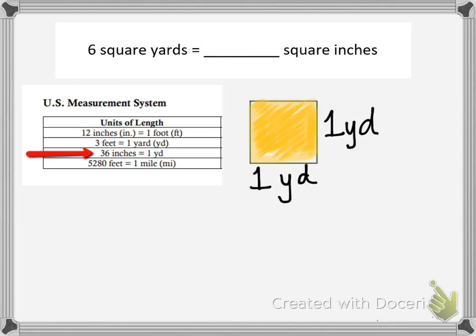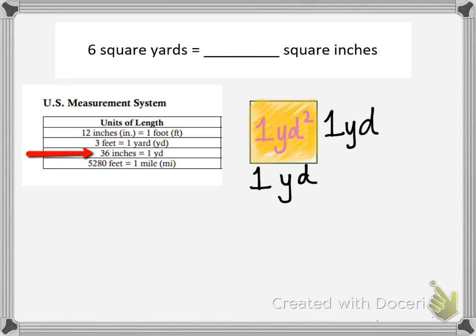If I were to find the area of that square, meaning the two-dimensional space of the inside of the figure, I would multiply 1 by 1 and I would get 1 square yard. So that yellow square represents 1 square yard. Now, I'm going to have 6 of those, but let's first convert this 1 square yard into square inches.